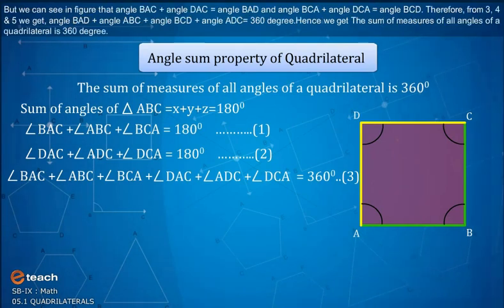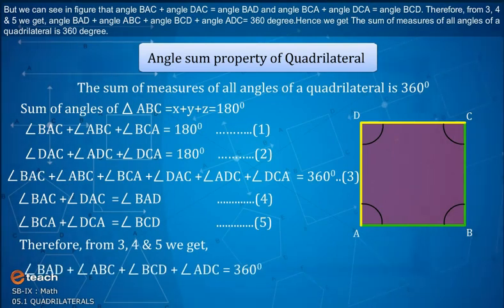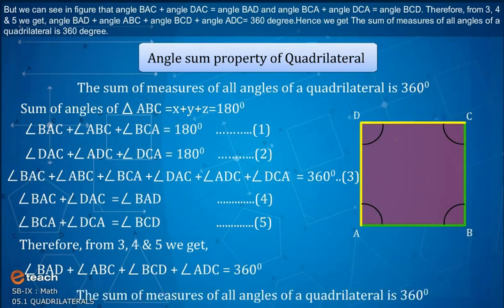But we can see in figure that angle BAC plus angle DAC is equal to angle BAD and angle BCA plus angle DCA is equal to angle BCD. Therefore, from 3, 4 and 5 we get angle BAD plus angle ABC plus angle BCD plus angle ADC is equal to 360 degree. Hence, we get the sum of measures of all angles of quadrilateral is equal to 360 degree.